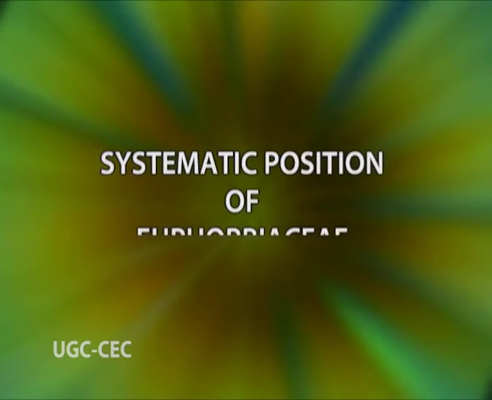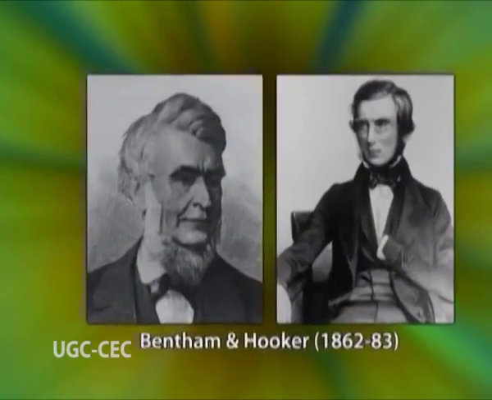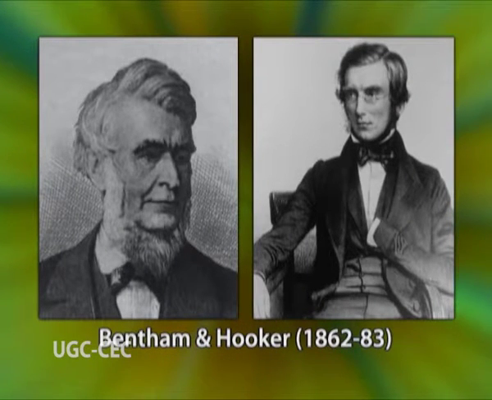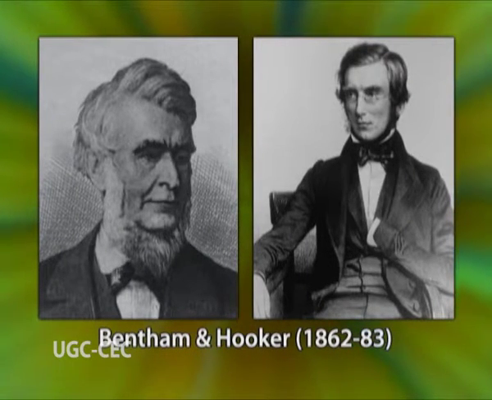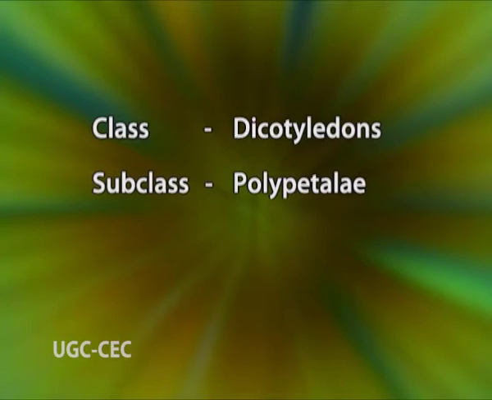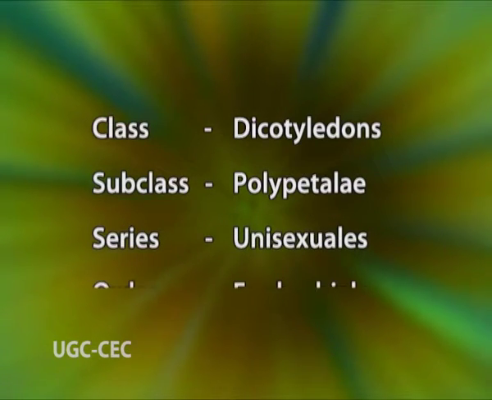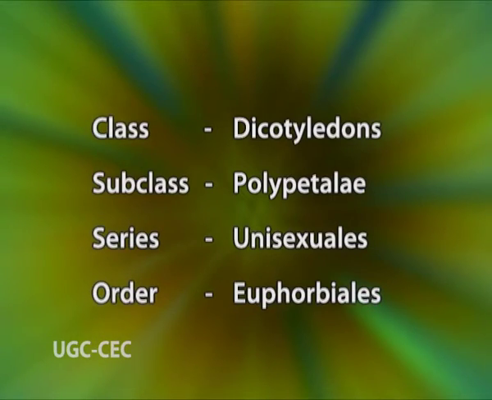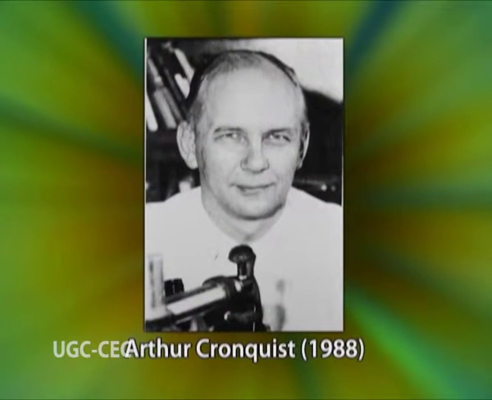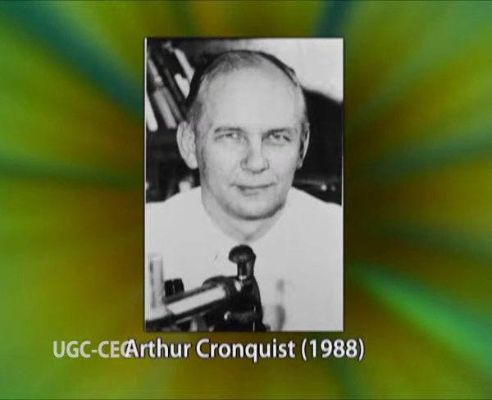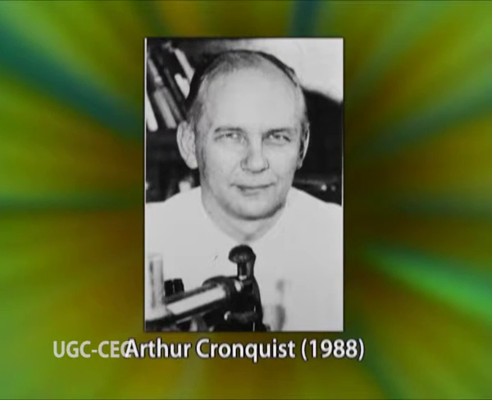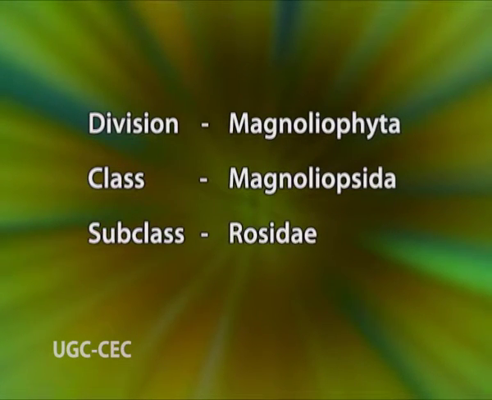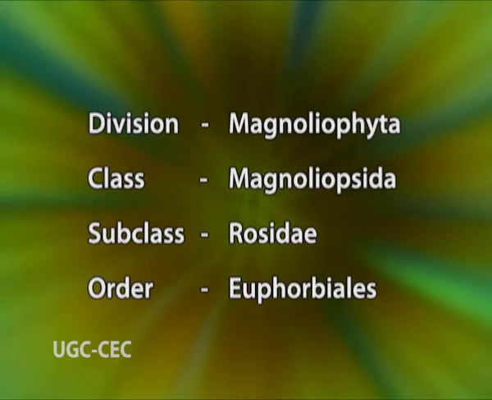Now, second component of this lecture is systematic position of Euphorbiaceae. According to Bentham and Hooker, 2 British botanists, the systematic position of this family is class Dicotyledonae, subclass Polypetalae, series Unisexuales, order Euphorbiales. Arthur Cronquist, an American taxonomist, has given systematic position of this family as division Magnoliophyta, class Magnoliopsida, subclass Rosidae, order Euphorbiales.